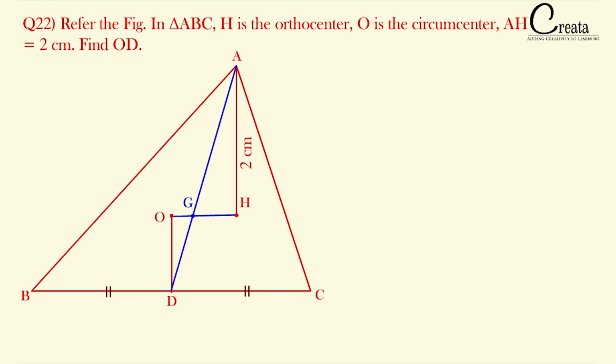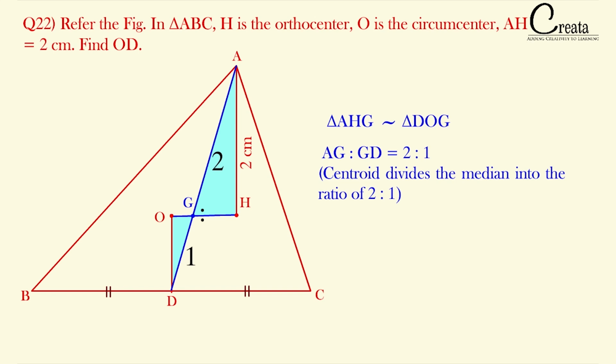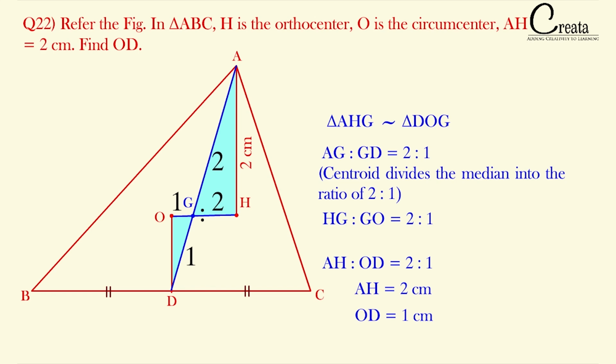In the proof of the Euler line, we have proved that both of these triangles are similar to each other. Here AG to GD will be 2:1, because the centroid divides the median in the ratio 2:1. And we know HG to GO is 2:1, which we have proved in the Euler line. So both of these triangles are similar and the ratio of the sides is 2:1. So AH to OD will be 2:1. AH is given as 2 cm, so OD is 1 cm.